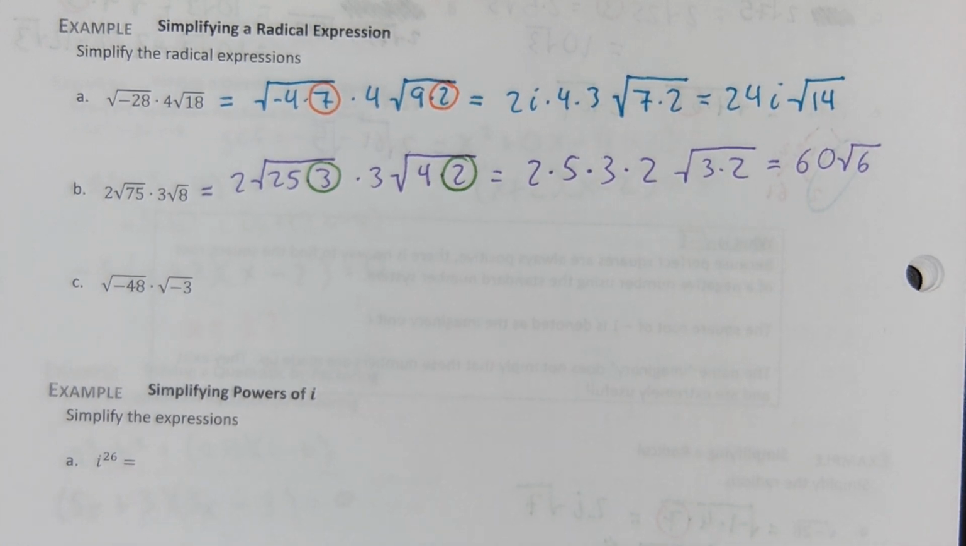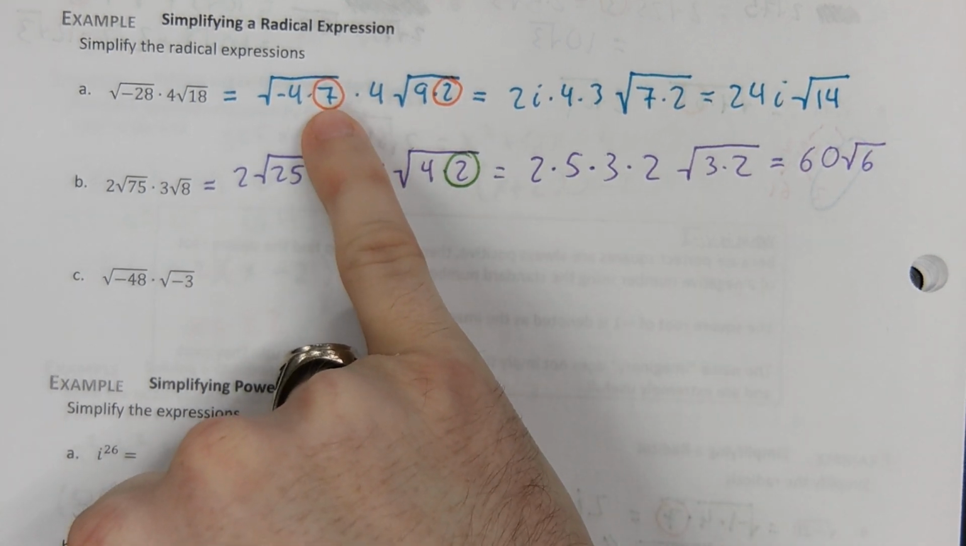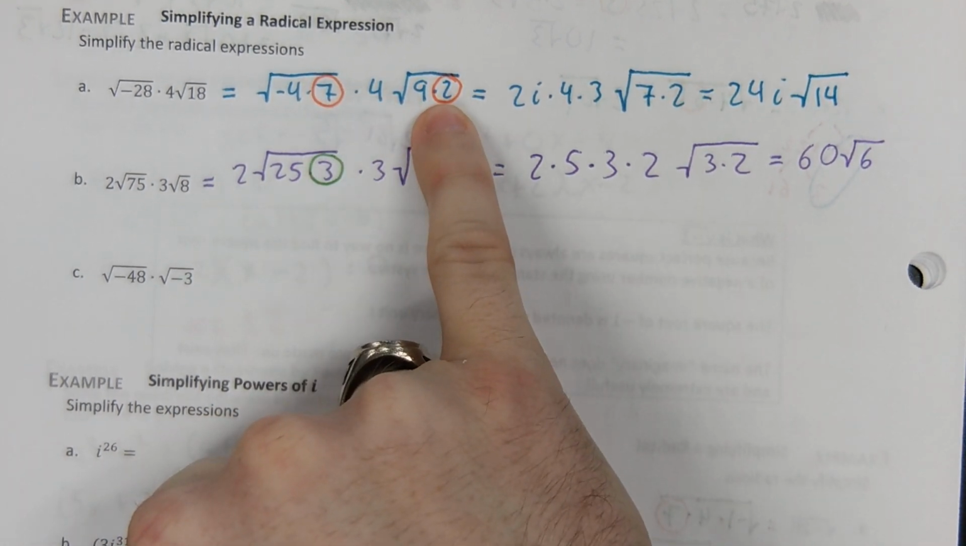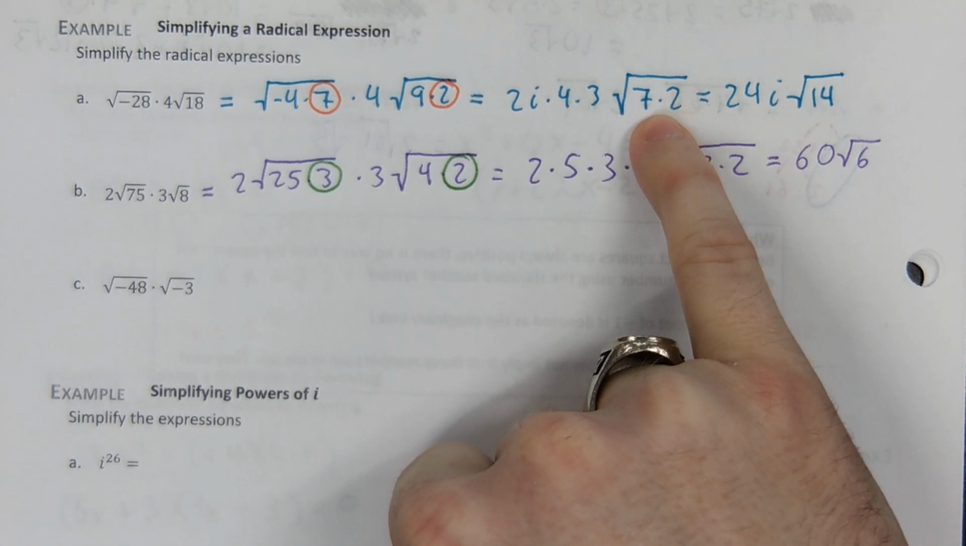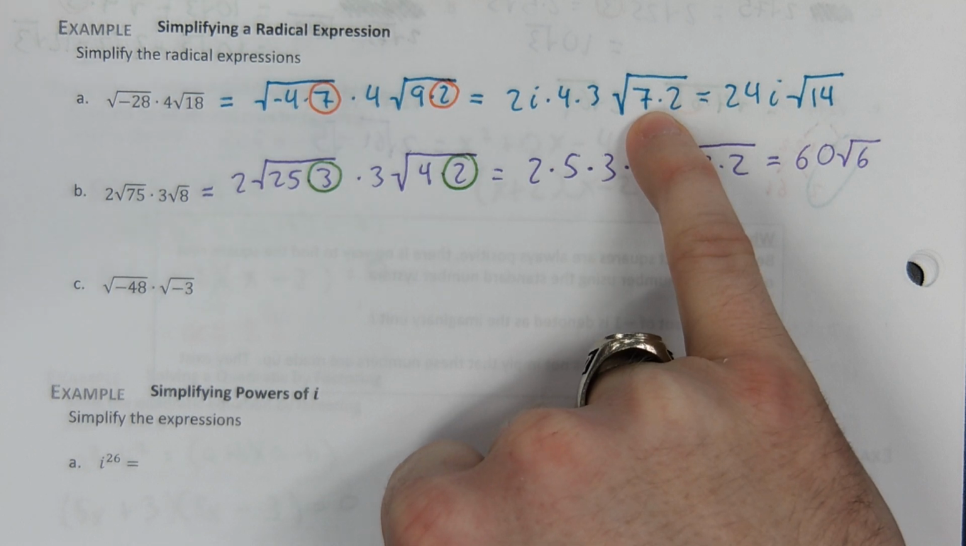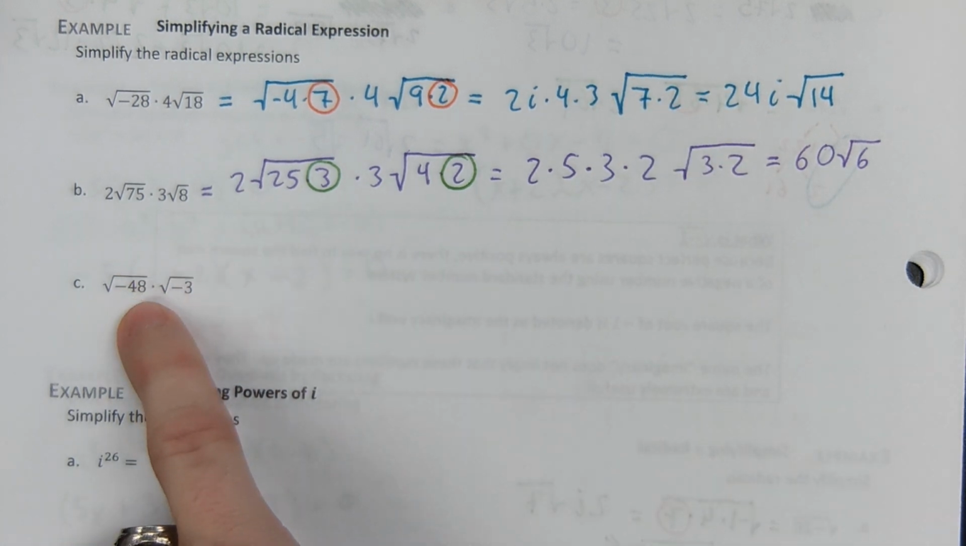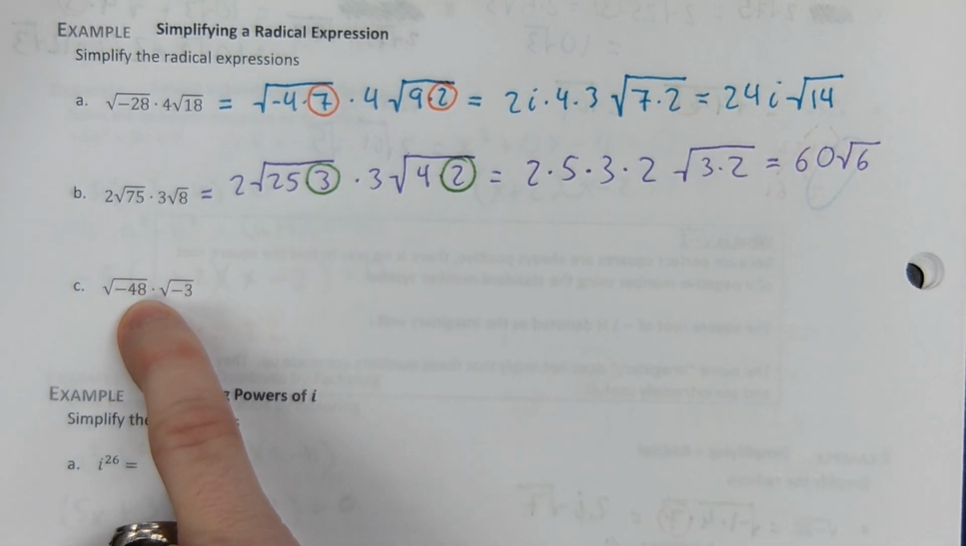Now I want to bring your attention to something. Here, you saw me multiply two radicals and the objects that were stuck inside got multiplied. You actually need to simplify your radicals as much as possible before you do this, and the reason is that you're not allowed to multiply these two radicands to each other. I cannot say this is the square root of negative 48 times negative 3.